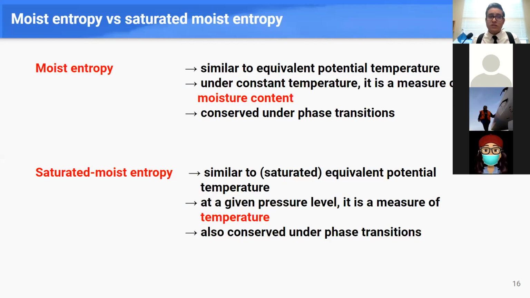What else can we say about moist entropy? Well, at constant temperature, it is a measure of the moisture content. What if the moist process that we have is saturated? Then we can say that it's also conserved under phase transitions because it's also a type of moist entropy. But the difference is that at a given pressure level, it is a measure of temperature. So these two quantities are very useful for us to associate moisture and temperature.